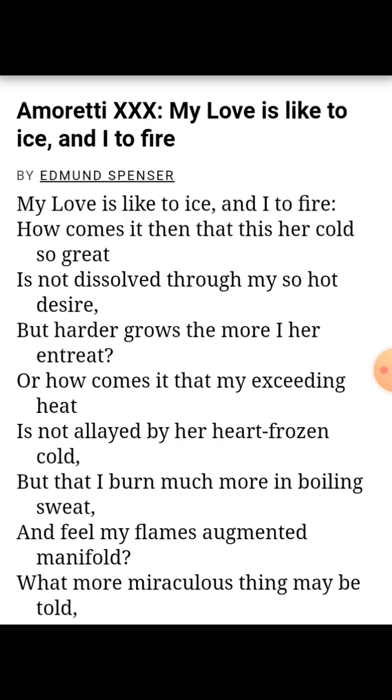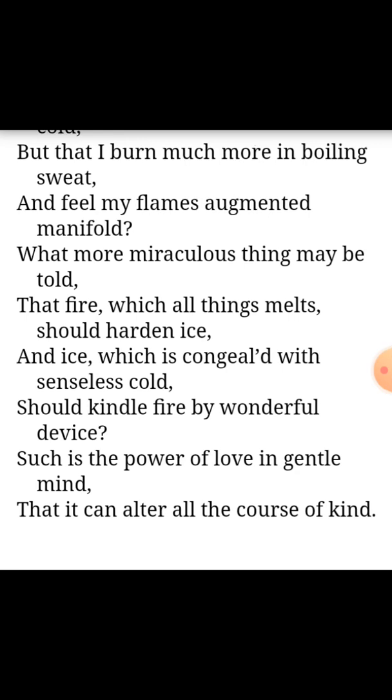So this is the second quatrain, in which the poet compares his situation again. He says that if she is ice, I should be extinguished, but I am not. Why? What more miraculous thing may be told, that fire which all things melts should harden ice? It is a very different situation. Fire, which melts everything, is unable to melt the hardened ice. And ice which is congealed with senseless cold should kindle fire by wonderful device. So how is it happening?